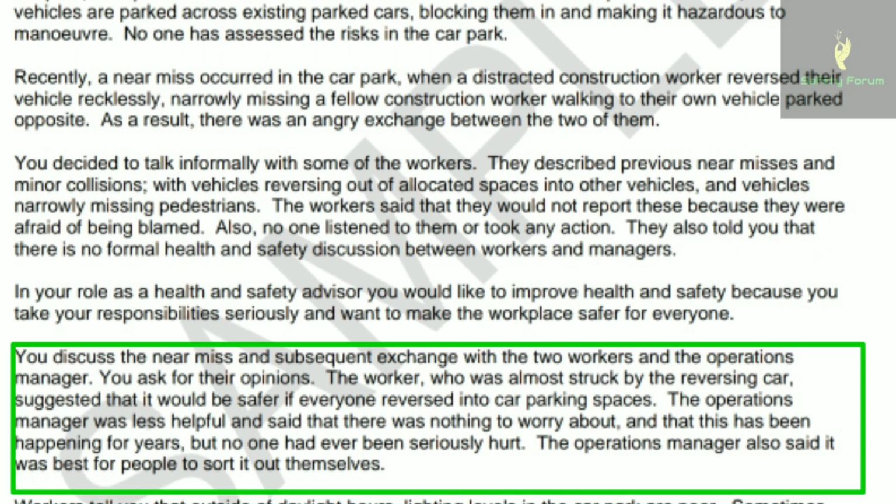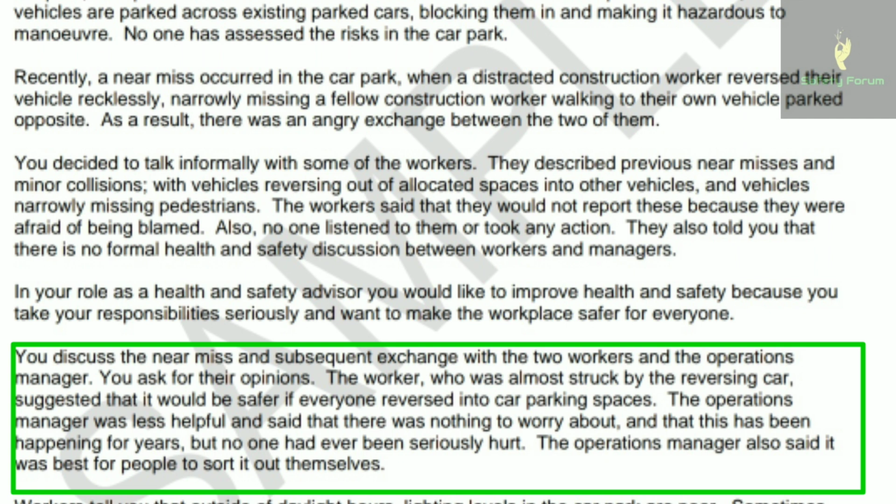So now what you did, you discussed this near miss and other incident which happened there in the parking lot. You have discussed it with other workers and the operation manager, and you took their opinions also, because you wanted to improve your health and safety culture, right? This is the duty of a health and safety professional. So you are doing your job, so you have to take the responsibilities, right? So when you took their opinion, the worker who was about to be hit by the car said it will be always safer if everyone reversed their car parking.